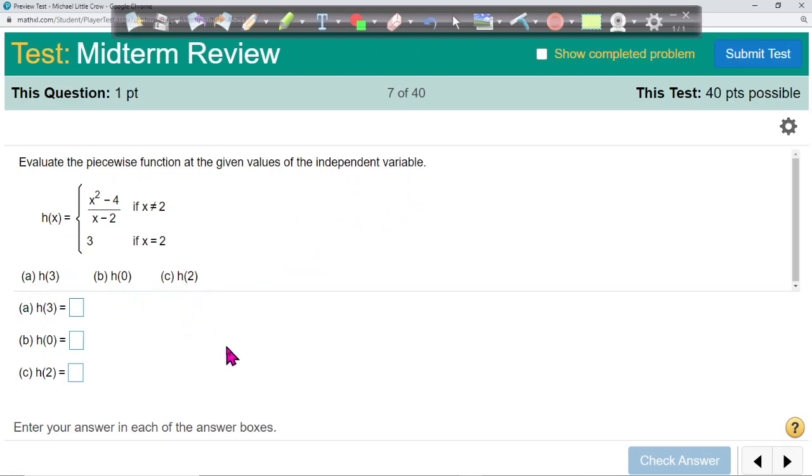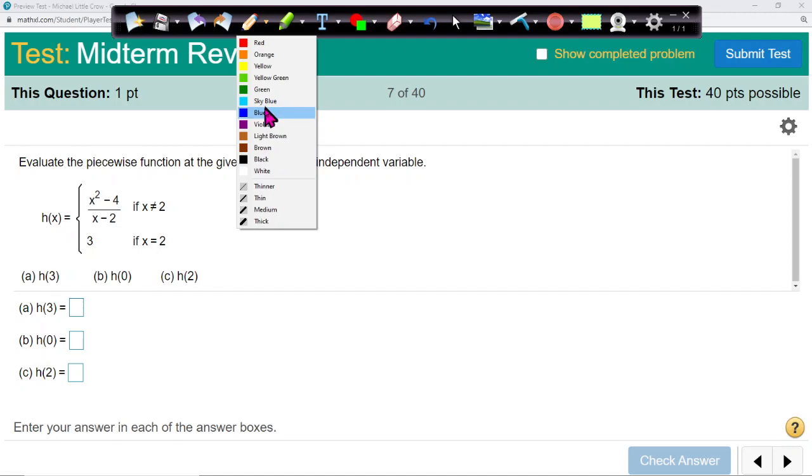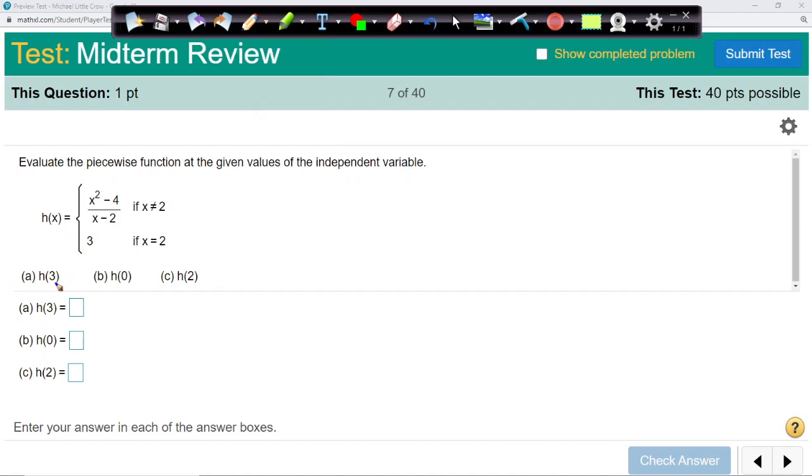With a piecewise function, one of the first things you do is determine which piece you get to use for which input. So when we have an input of 3, we look over here. This is sort of our domain section. If x is not 2, then we use this one up here. If x is actually 2, then we use this one here. Well, x is not 2, it's 3. So we're going to use this piece here.